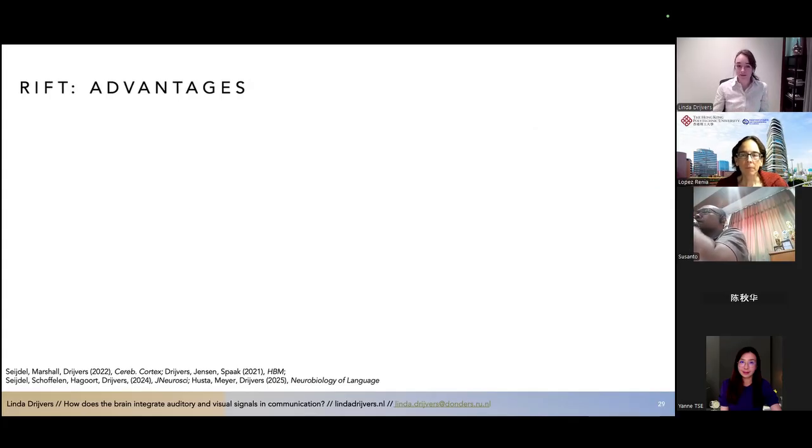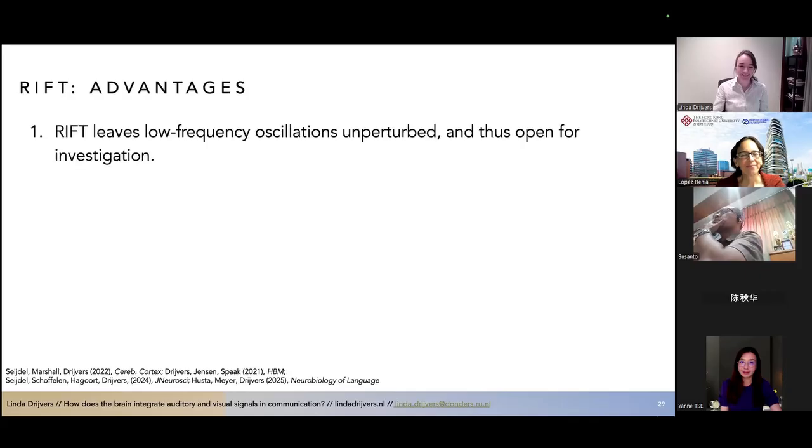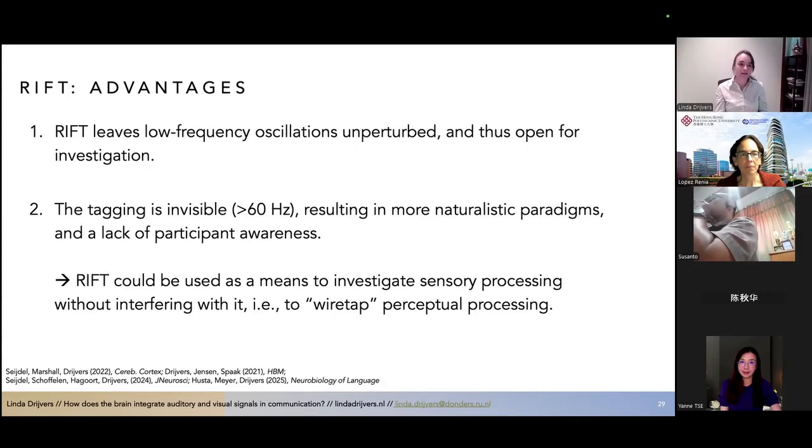Now, the benefit of this technique, abbreviated as RIFT, which is a lot easier than rapid invisible frequency tagging, is that it leaves these lower frequency oscillations, like these alpha oscillations that I talked about, completely unperturbed and open for investigation. So you can sort of see how this gating mechanism that I talked about with alpha will link to this integration signal, right? So to really see how this different information is being routed through the brain and coupled. At the same time, the tagging is invisible, which results in very naturalistic paradigms and a lack of participant awareness. So we can sort of use this as a wiretap for perceptual processing.